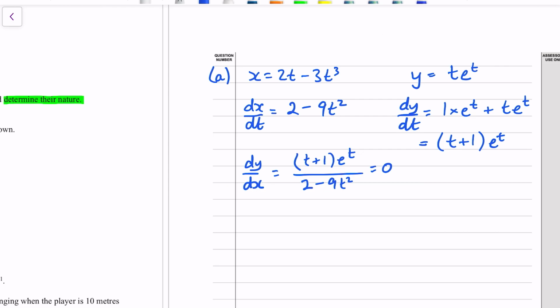The stationary points of a curve are where the gradient is 0. So we're solving t plus 1 e to the t equals 0, because it's already factored. We just need to consider the factors. E to the t never equals 0, so t must equal minus 1. There's only one stationary point on this curve.